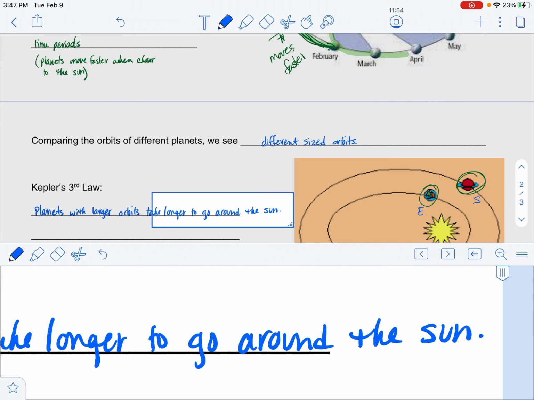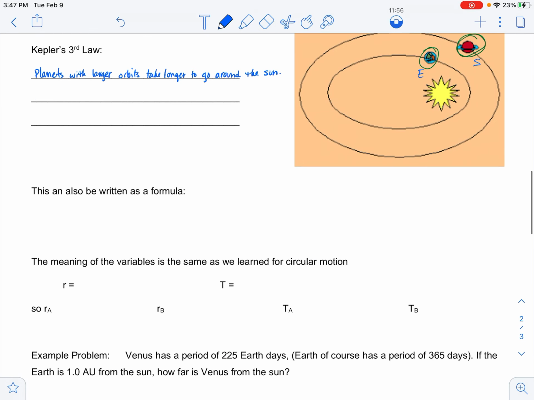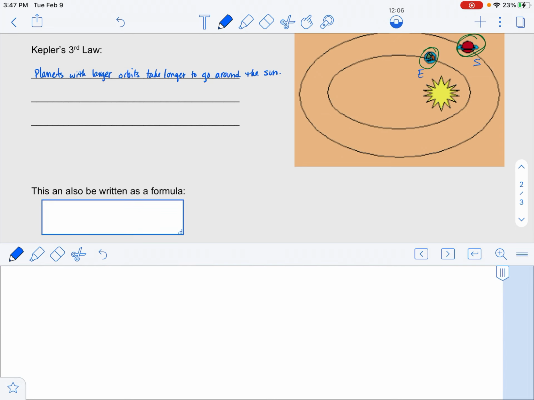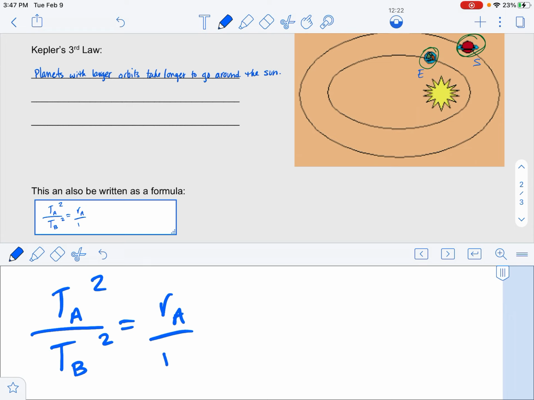Again, that's pretty logical. So then Kepler got all of his data that he had been collecting, and he figured out that there's a relationship between there that you can write as a formula. And the way that he wrote it as a formula is he took the period, right, the time it takes to go around the sun. We have planet A and we have planet B here. And he said, okay, well, if I take the ratio of those, and square it, then it's equal to the ratio of their distances from the sun cubed.